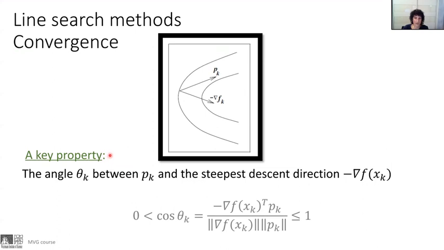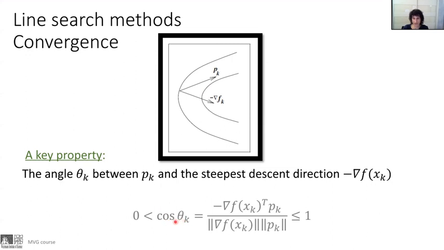A key property for a line search method to converge is related to what we had before: the direction of the search, p_k, will always be at an acute angle with respect to the minus gradient, which means I cannot move this 90 degrees of freedom. It should be here or here, okay? Not in the other direction, okay?